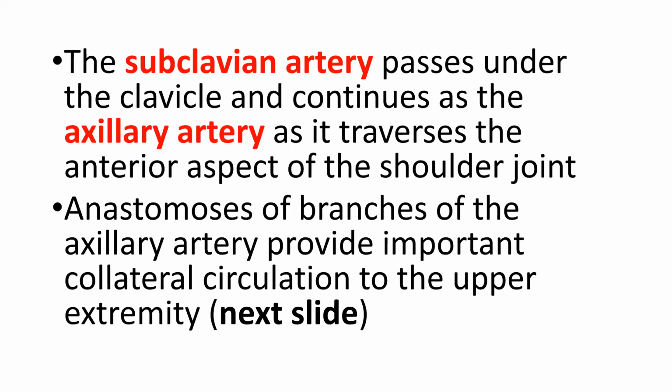The subclavian artery passes under the clavicle and continues as the axillary artery as it traverses the anterior aspect of the shoulder joint. Anastomosis of branches of the axillary artery provide important collateral circulation to the upper extremity.